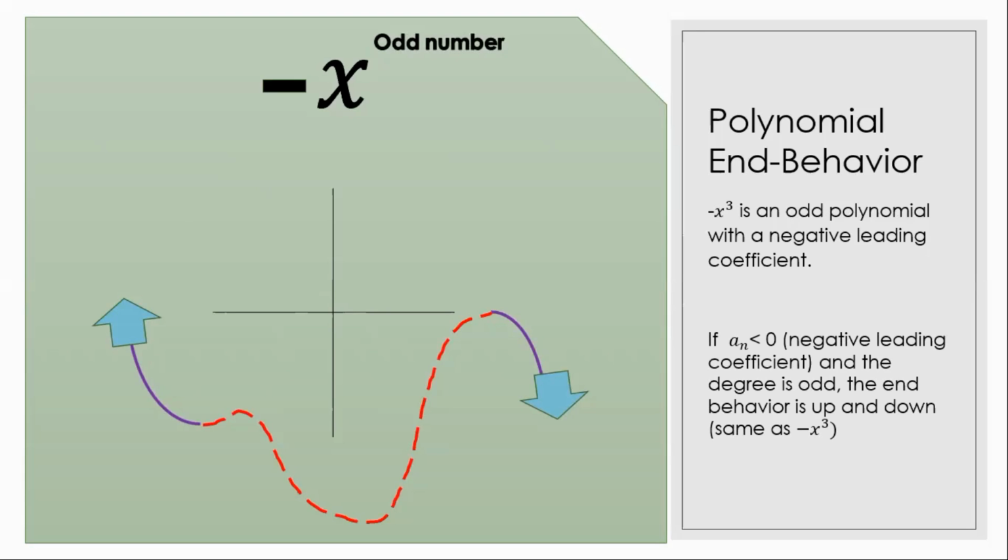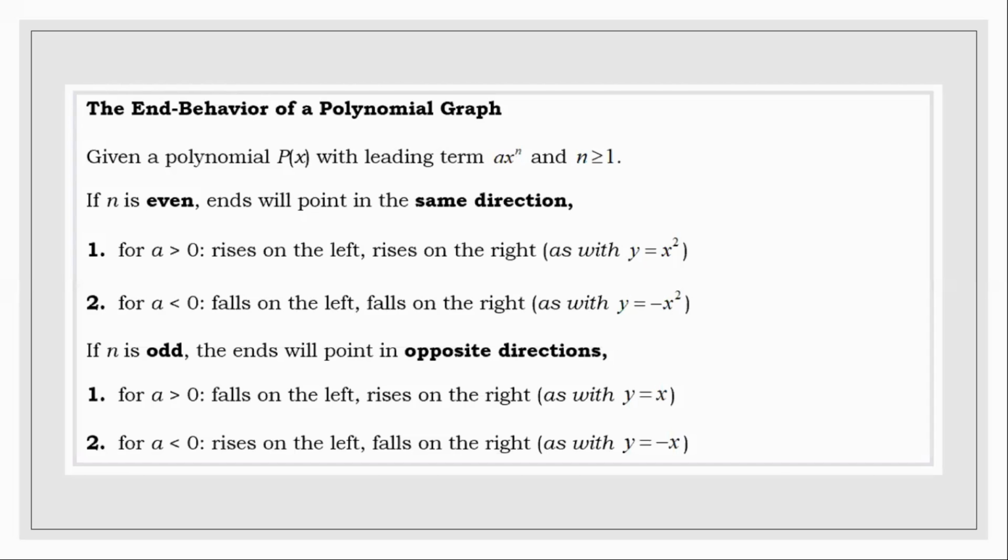I suggest you keep these 4 examples in your back pocket for the end behavior rather than memorizing this chart. But this chart is here if you need it for the end behavior of polynomials.